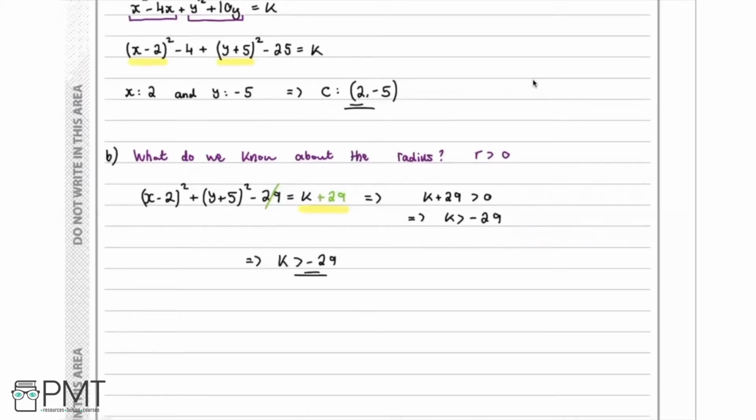So that's our solution. We look back and we see that this question is worth 2 marks. We will get the first mark for deducing that the right-hand side of our equation must be greater than 0. And then our second mark will be for concluding with the correct answer, k is greater than -29.